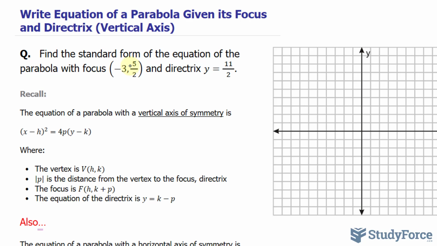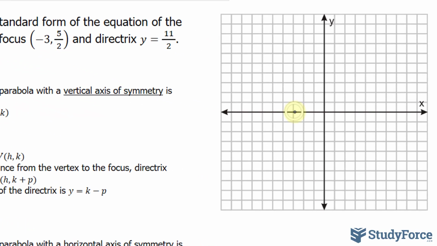The first thing that I want to do is plot these points on an xy plane. I'll start with the focus. We're at -3 and 2.5, so -3 this way and 2.5 upwards. So we have a point right here, and I'll call it F. I'll also write down -3 and 2.5 for reference. Next, I'll plot the directrix. It's at 5.5. So 1, 2, 3, 4, 5.5 right here.